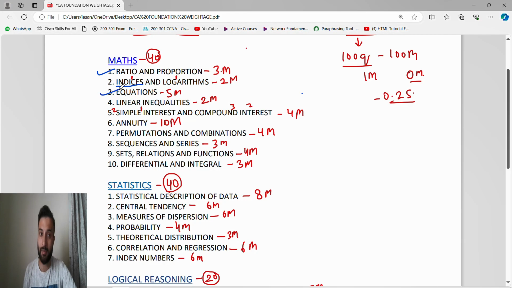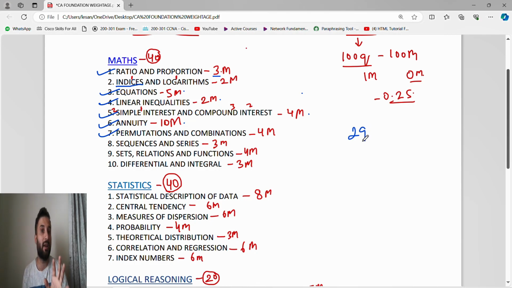Then the equation chapter, these are the first priority. Linear inequalities, first priority. Simple interest, compound interest, annuity, and permutation combination. So these are the chapters of the first priority from mathematics. You can see the marks: indices 4, equation 9, linear inequality 11, simple interest and compound interest 15, annuity 25, and permutation combination 4 marks. That is 29 marks from mathematics.